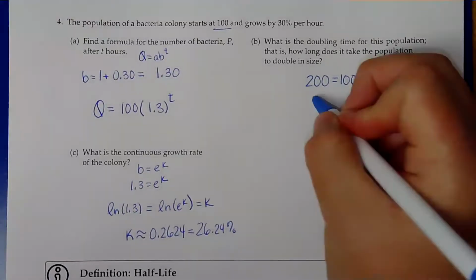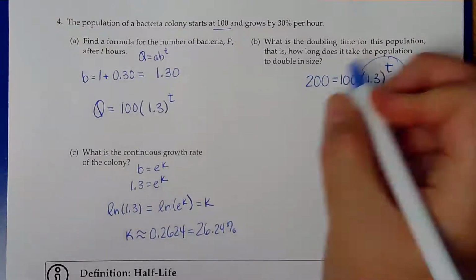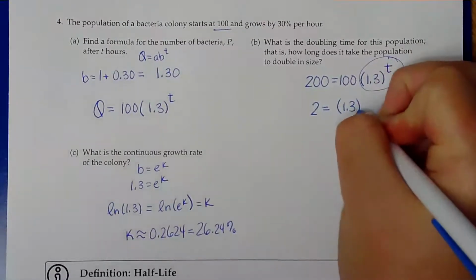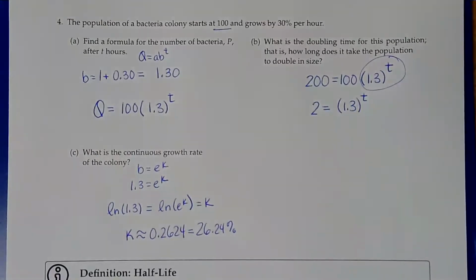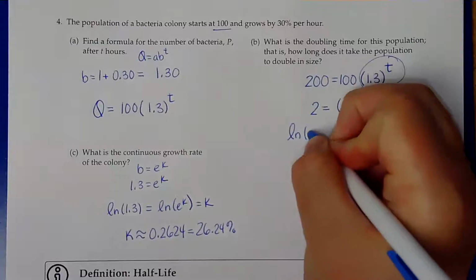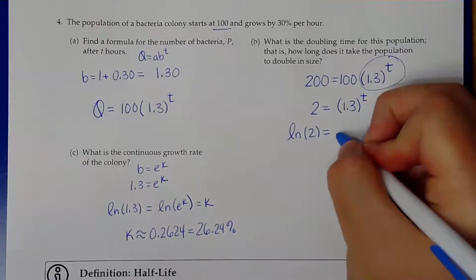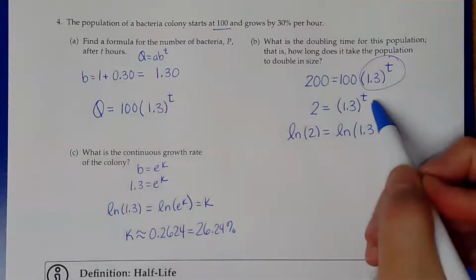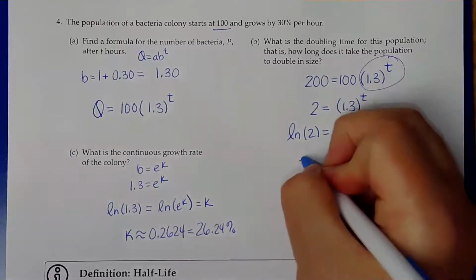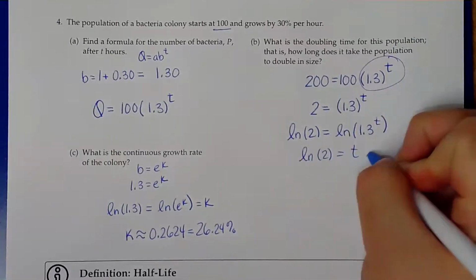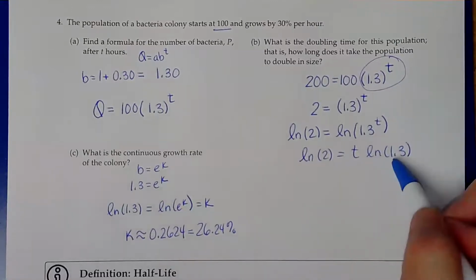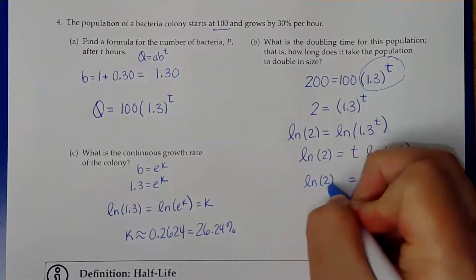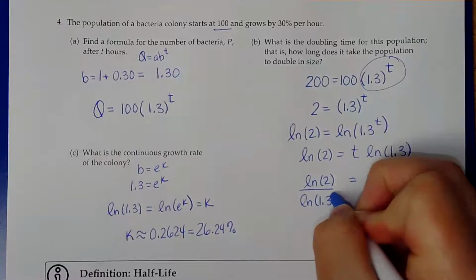Okay. So I'll divide that 100 over so I can isolate this piece with the T. So 200 divided by 100 is 2, is equal to 1.3 to the T. Okay, you can use ln or log here. I use ln all the time, so that's what I'm going to go with. I'll apply ln to both sides. And what that does is I can use that law of logs to bring that t down in front. I get ln of 2 is t ln of 1.3. And then I can divide this ln of 1.3 to the other side. So t is ln of 2 divided by ln of 1.3.